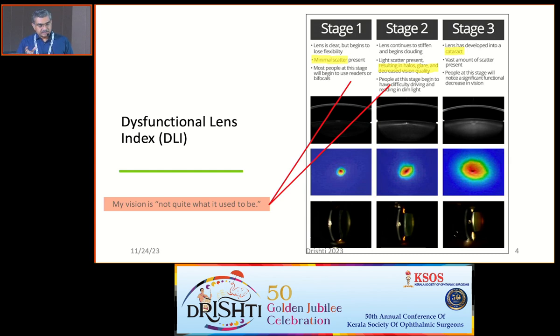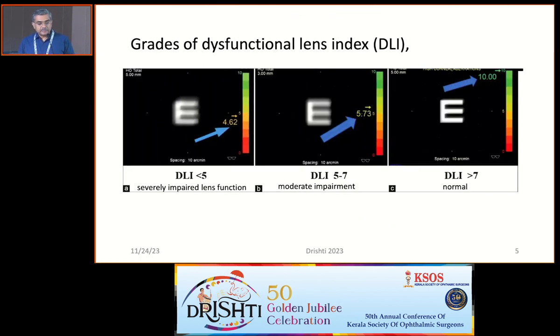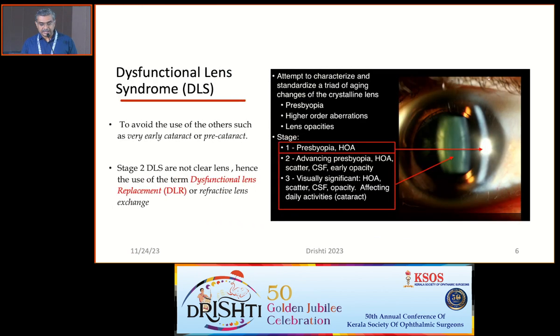So these are the patients where we sometimes find in the OP, they come to us, they may be having 6/6 vision with best correction, but they say as they age, they feel that my vision is not as good as it used to be in the younger age. So it is being quantified, and it is quantified as normal, moderate and severe. When the lens index is less than 5, it is supposed to be severe because the quality of the vision they perceive is very bad.